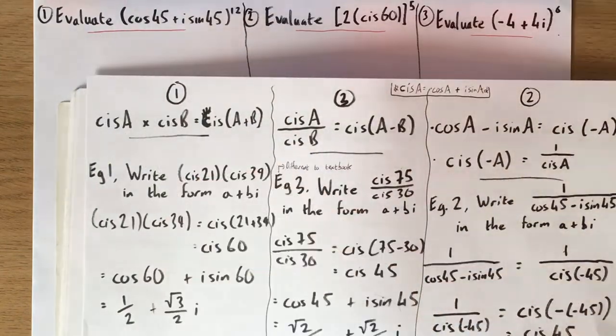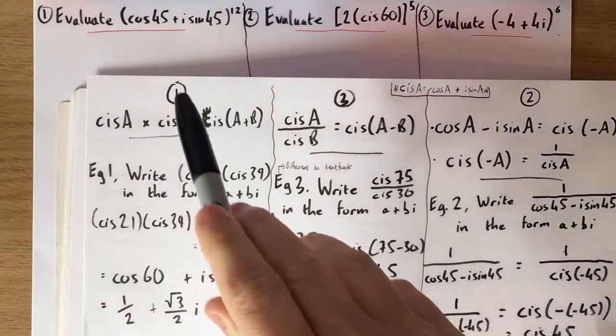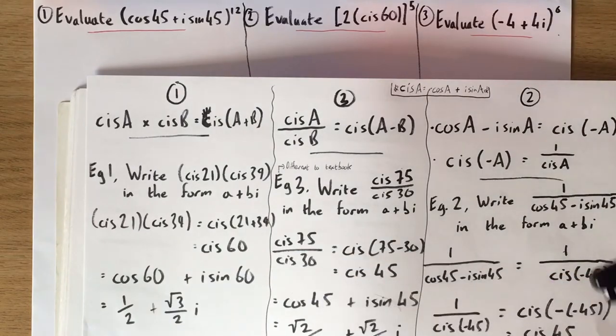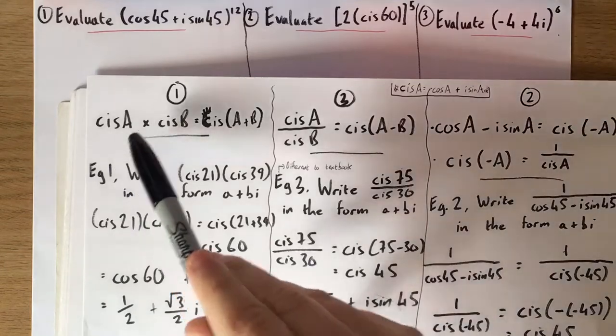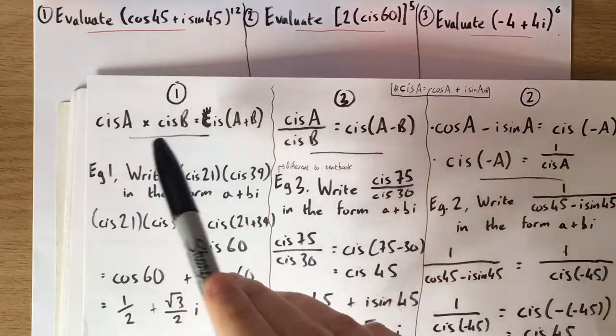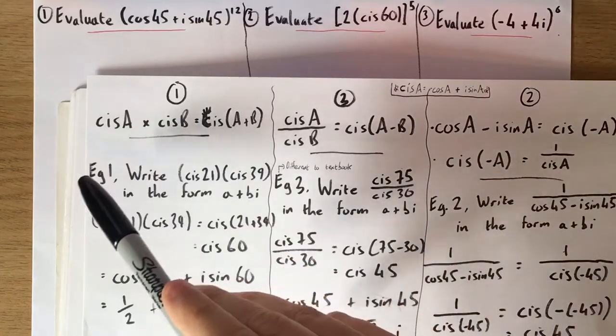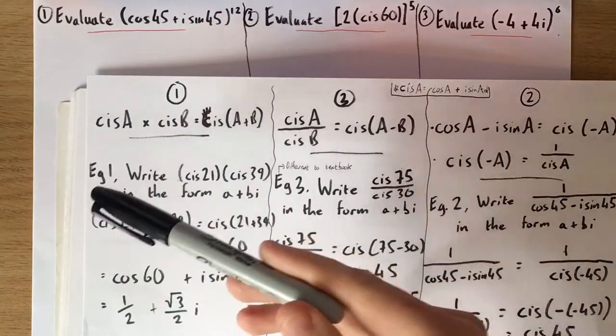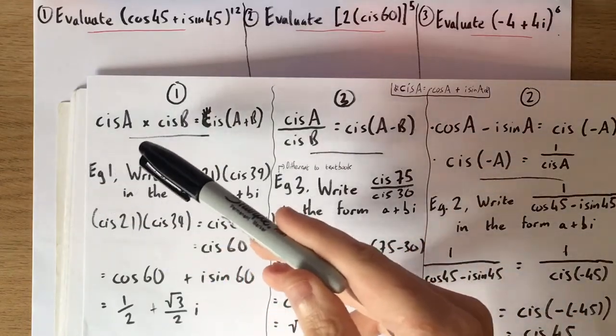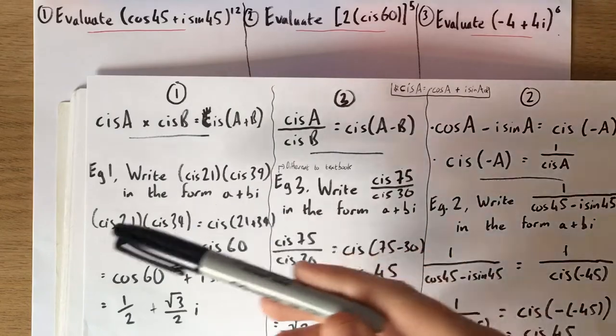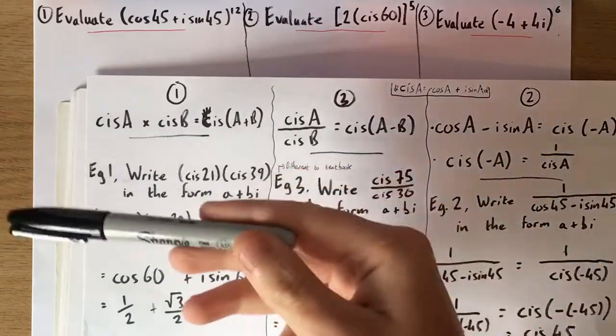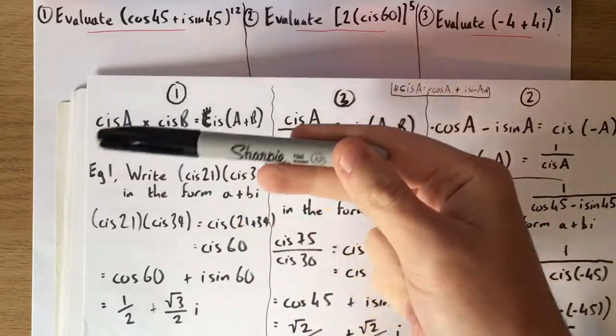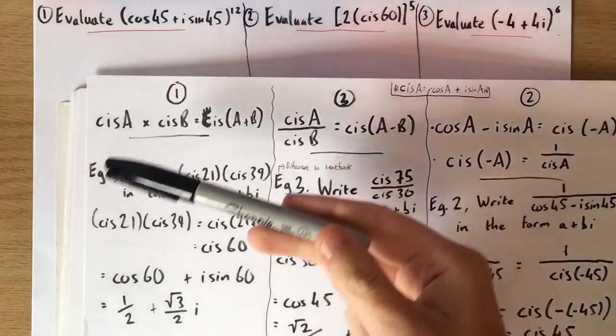So in this first example I'm doing here, evaluate cis 45 to the power of 12. What's cis 45 to the power of 12? It's cis 45 multiplied by cis 45 multiplied by cis 45 multiplied by cis 45. So you can just keep adding those 45s together. What's the same thing as adding 12 45s? It's 45 multiplied by 12. And that's what I'm going to get when I apply de Moivre. Okay, so it's not entirely new.